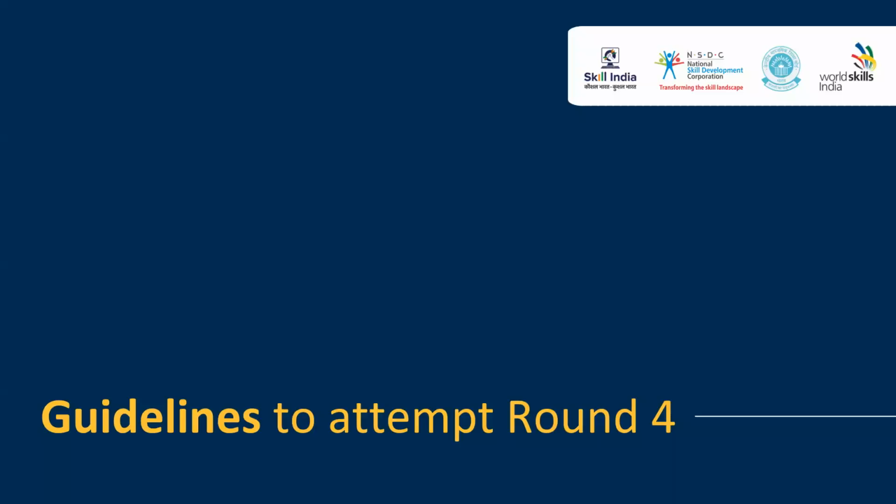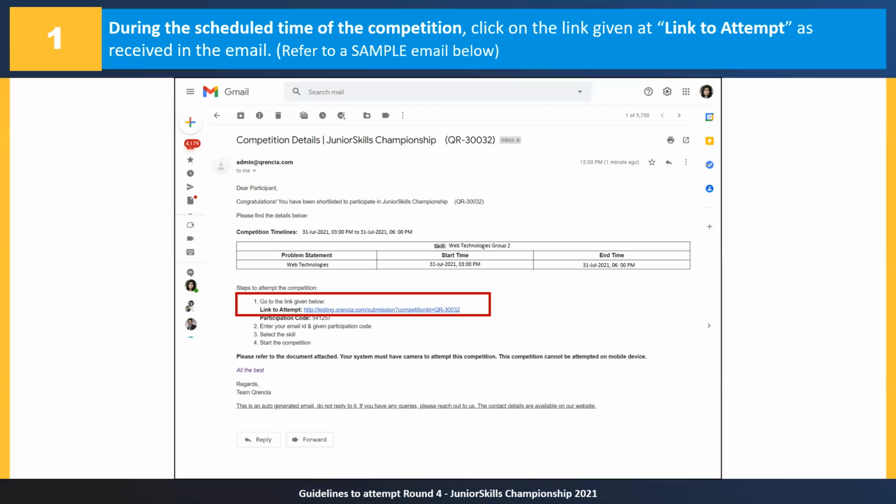Now coming to the steps for how you will be attempting the competition. First of all, during the scheduled time of the competition, you will have to click on this link, as you have done in round 3 as well. Such an email will be shared with all of the candidates shortly, and you will have to click on this link, and also you have to use this participation code.